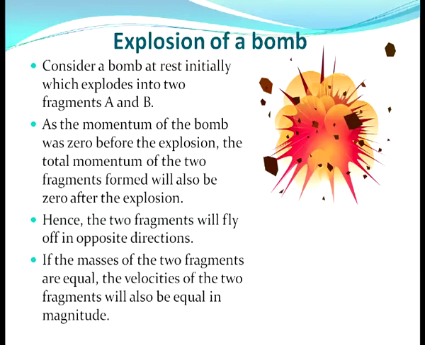That means before the explosion the bomb was at rest, so the total momentum was 0. After the explosion, as it explodes into two fragments, the total momentum of the two fragments should also be 0. As the momentum of the bomb was 0 before the explosion, the total momentum of the two fragments formed will also be 0 after the explosion. Hence, the two fragments will fly off in opposite directions.